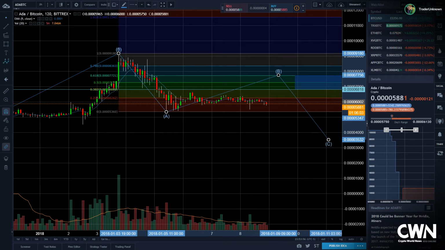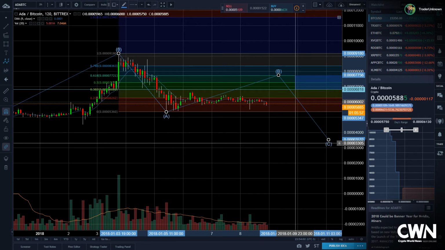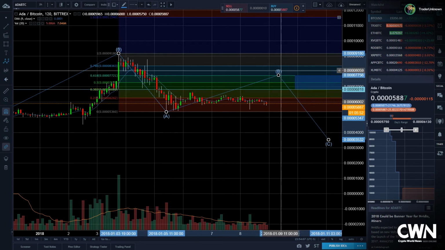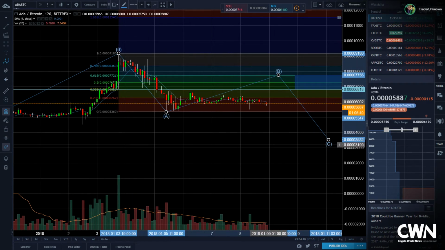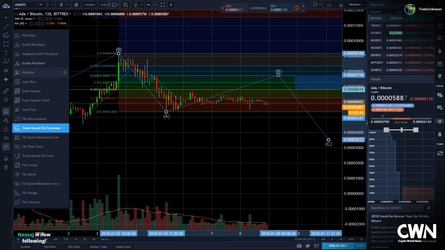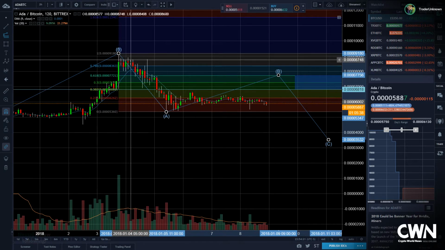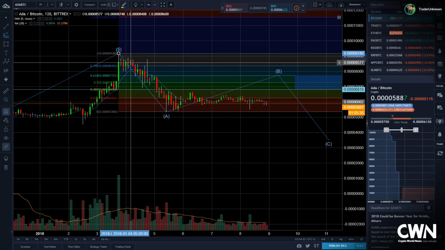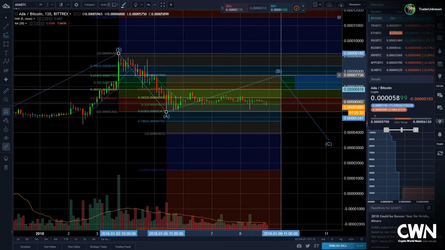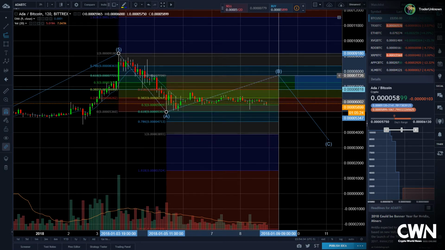What we'll do is project that one. Now, the C down projection I'm about to do may not be accurate because I don't know where that B is yet. Once that B is in, if anyone else wants to try this themselves, they can grab the 3-point projection tool. Let's grab that over here. It is the trend-based fib extension. So we'll grab the top of our supposed wave 5 and grab our A leg move. We're just going to project it from my estimated B wave high, for anyone that's going to want to chart this live if they're going to be up all night.